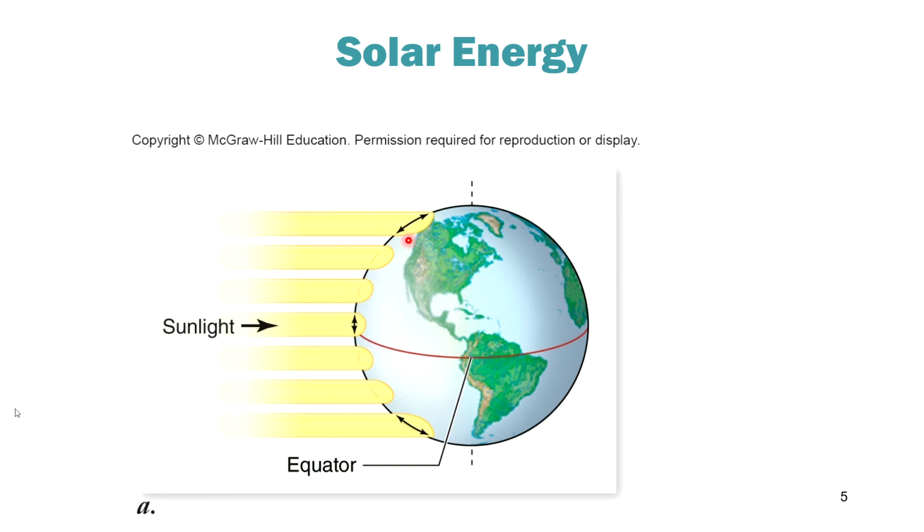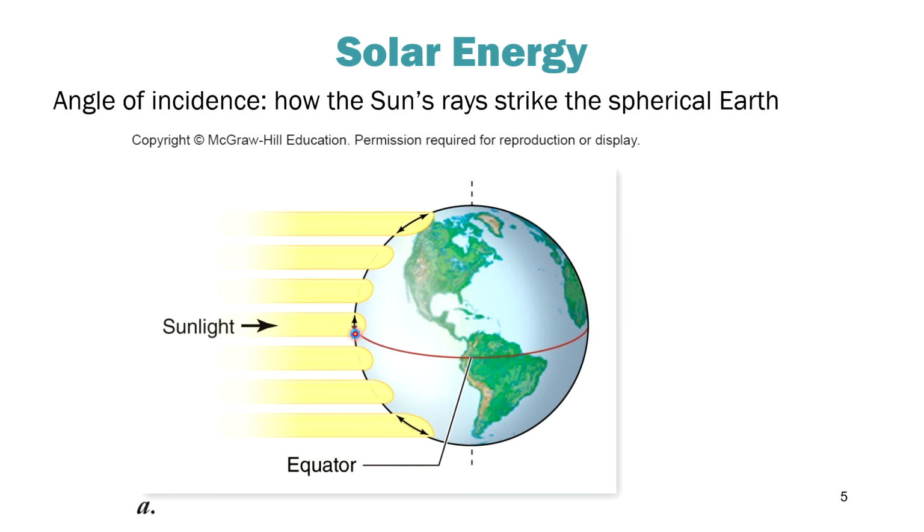But when you're looking over here, it's not flat, right? And so you've got a larger area that's being hit by the same amount of light as this small area. And so the angle is really what is making a big difference here. So this is called the angle of incidence. How the sun's rays strike the spherical Earth. The fact that the Earth is a sphere means that these straight rays of light are going to hit it and be dispersed in different ways depending on where it hits this sphere.